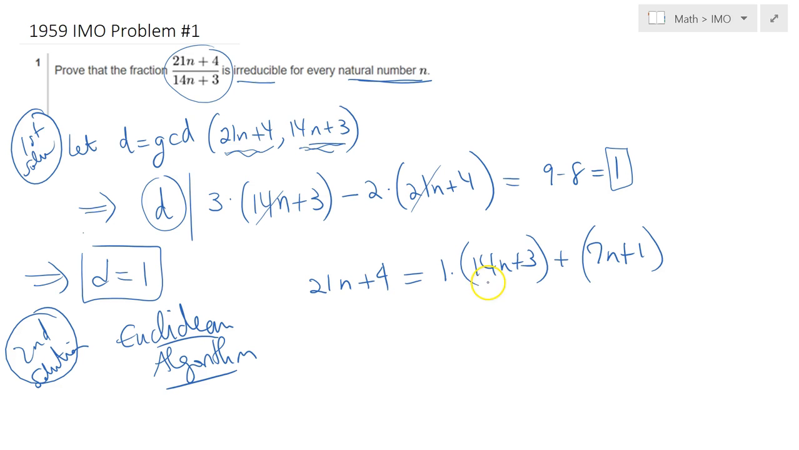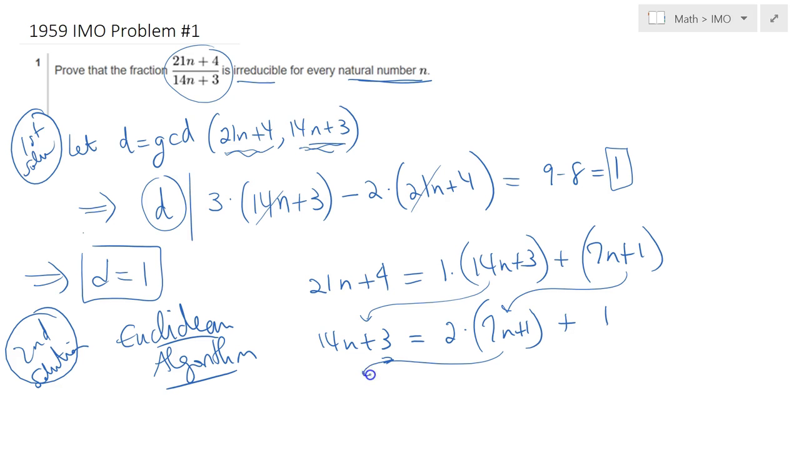Now if you remember how to proceed next, we move this one to this side, so 14n plus 3 is equal to, with 7n plus 1 as the divisor, 2 times with a remainder, so there's a plus 2 here, plus 3 here, with a remaining 1. Now let's shift the things one more time. 7n plus 1 is equal to 7n plus 1 times 1, plus 0. So that's a 0 remainder.